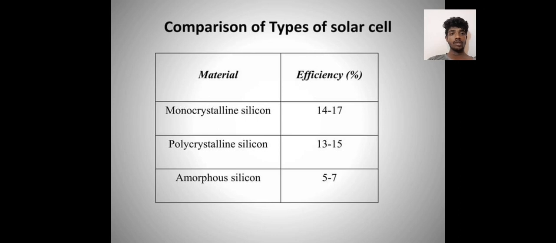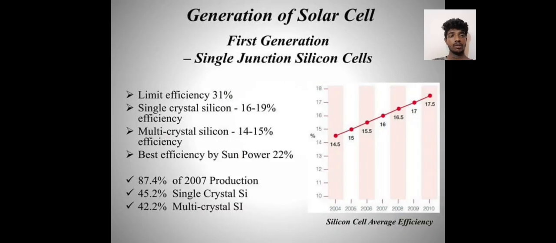Comparison of types of solar cells, material and efficiency. We can see there are three types. Efficiencies are 7 to 14%, 14 to 17%, 13 to 15%, 5 to 7%. In generation of solar cells, the first generation is single junction silicon cells. Limit efficiency is 31%. Single crystal silicon has 16 to 19% efficiency. Multicrystalline has 14 to 15% efficiency. Best efficiency by SunPower is 22%.